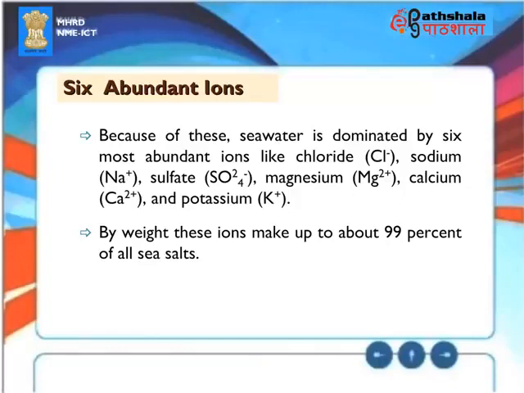Six abundant ions. Because of these, seawater is dominated by the six most abundant ions: chloride, Cl-, sodium, Na+, sulfate, SO4 2-, magnesium, Mg2+, calcium, Ca2+, and potassium, K+. By weight, these ions make up about 99% of all sea salts.